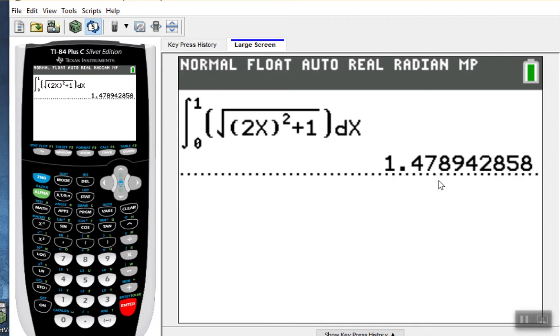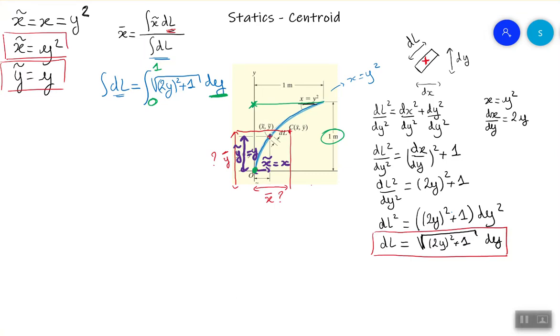So this is the length of the road. Let's write this on my paper and come back to the example. So we need to solve. Okay, so we found dl. The integral of dl is L. But let's write the integral of dl. It's equal to 1.479 meters. So that's the length of your road.